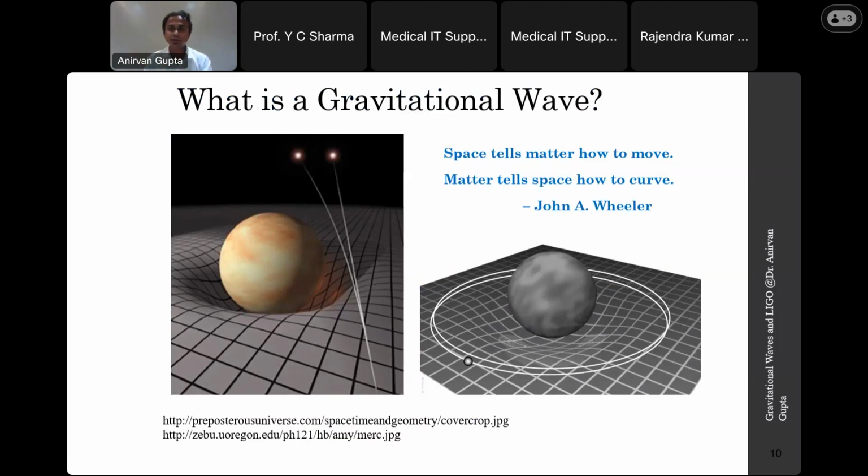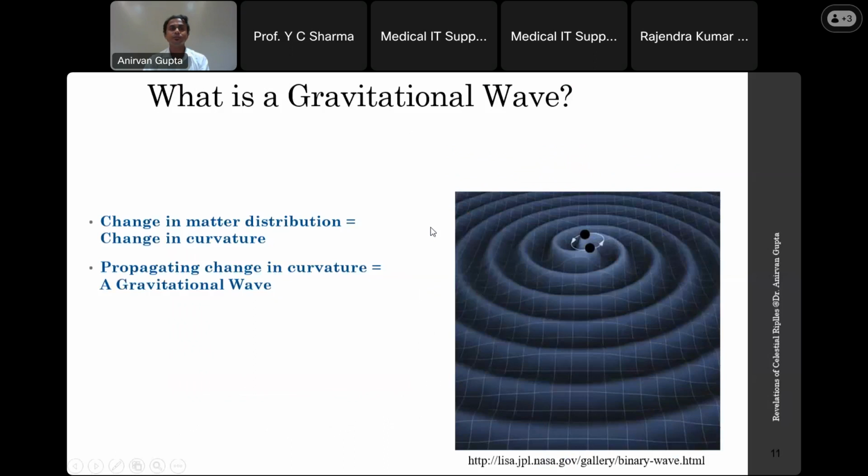John Wheeler made the comment that space tells matter how to move, and matter tells space how to curve. If you put a heavy object on a trampoline, that object decides how the trampoline will curve. So a change in matter distribution equals a change in curvature, and the propagating change in curvature is the gravitational waves we are talking about.